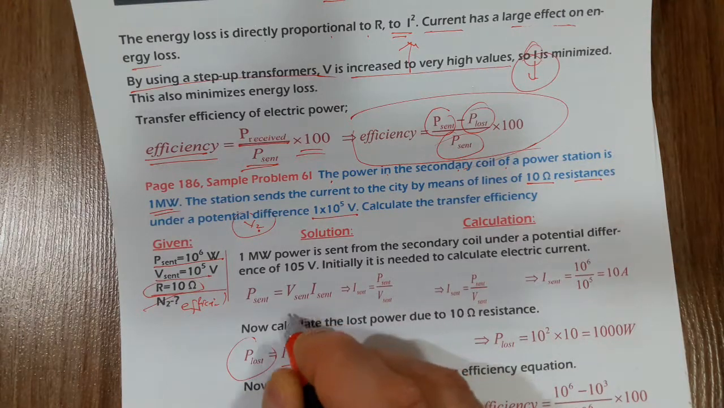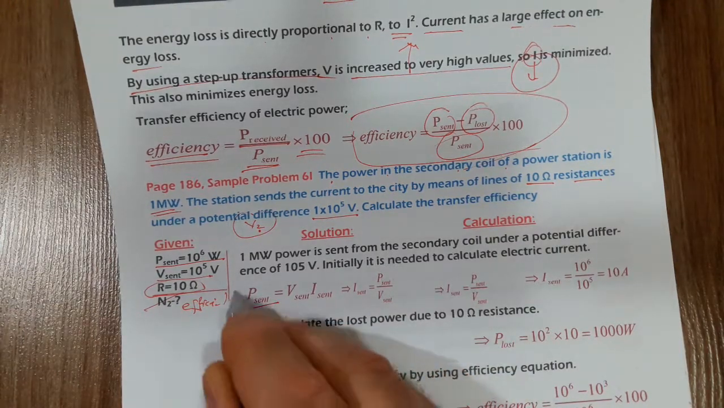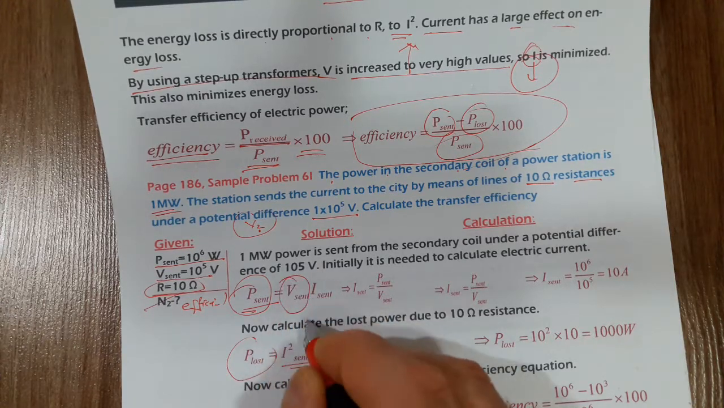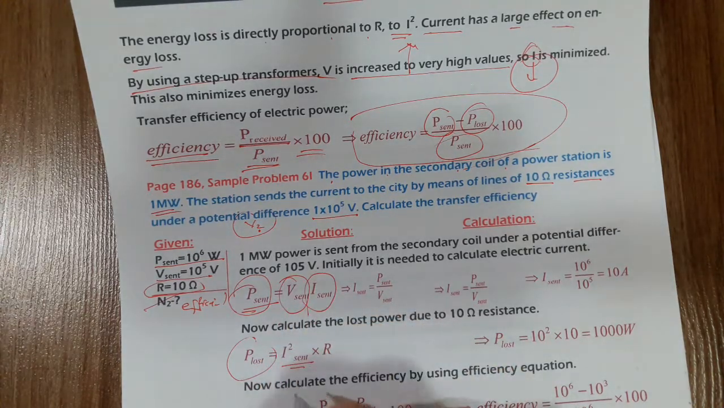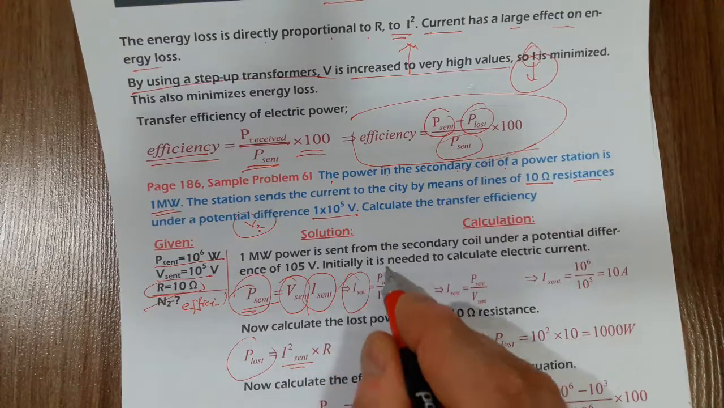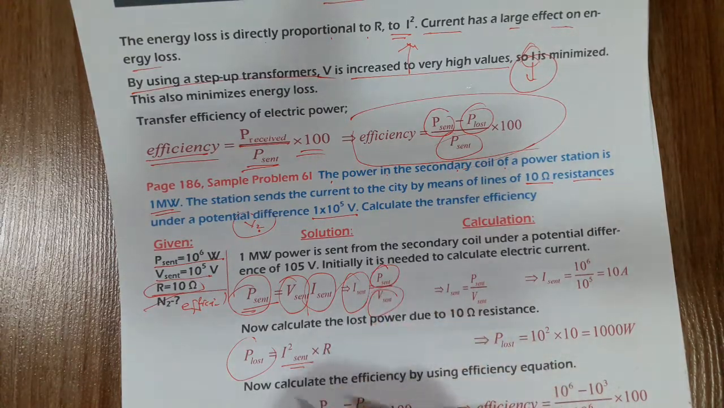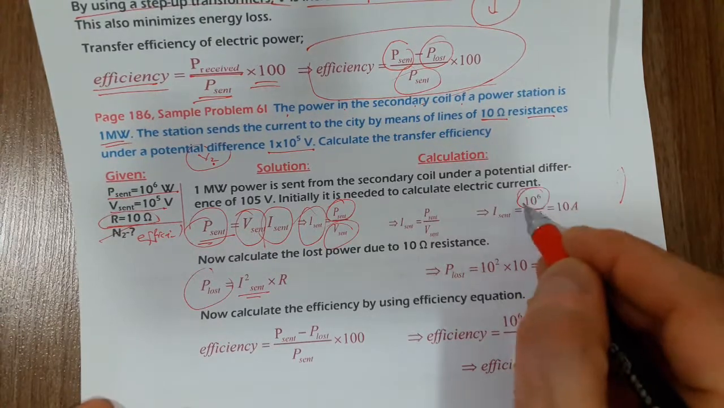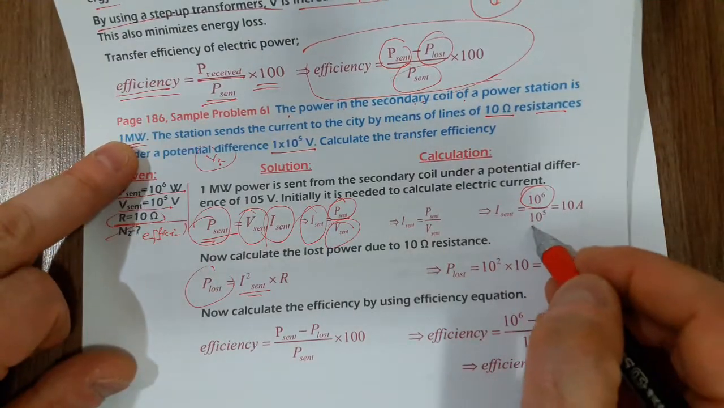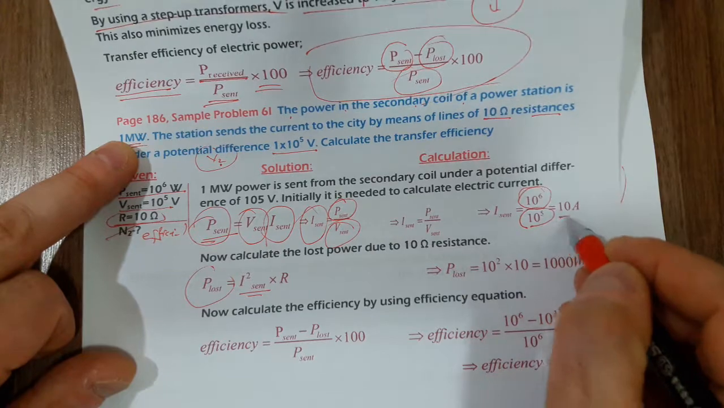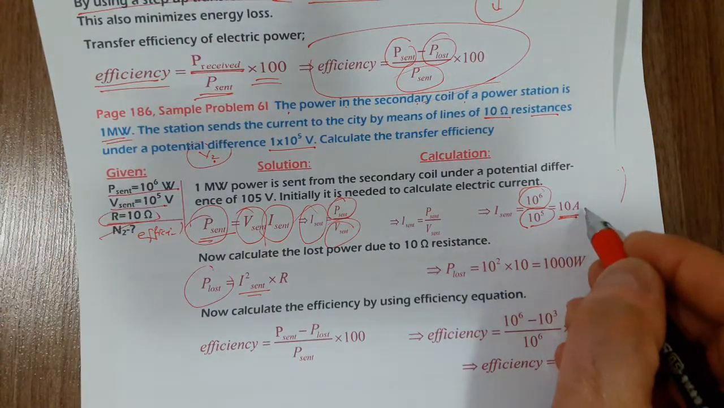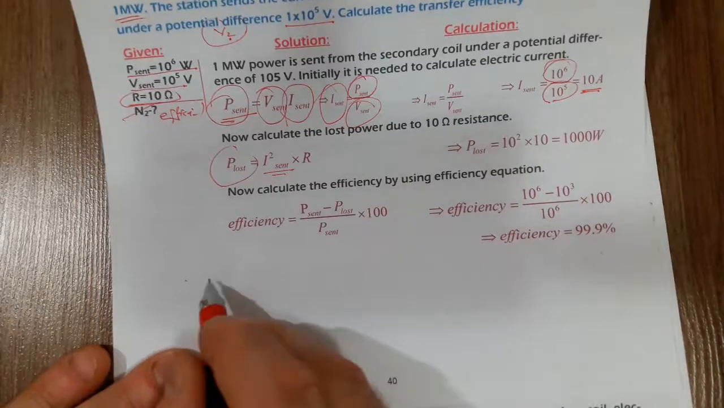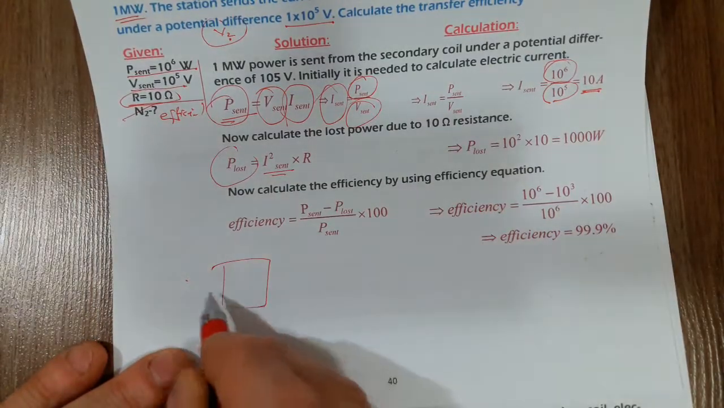First we should find the current sent, because by using current sent we will calculate the power loss. So how can we find current sent? By using the power. Power in the secondary is equal to potential difference on the secondary multiplied by electric current in the secondary. So the current is power divided by potential difference: 10^6 watt, which is 1 megawatt, divided by 10^5 volts. So the electric current is 10 ampere.